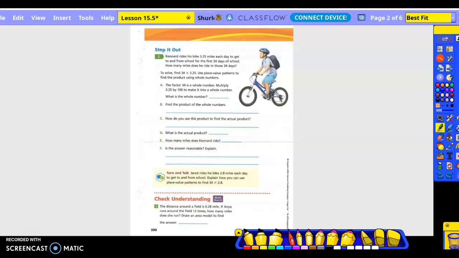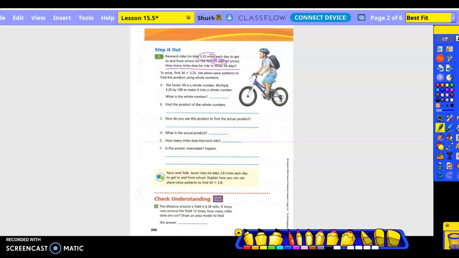Number 2. Kenneth rides his bike 3 and 2,500 miles each day to get to school and from school for the first 34 days of school. How many miles does he ride in those 34 days? So here is what we need to find, right? To solve, find 34 times 3 and 2,500.